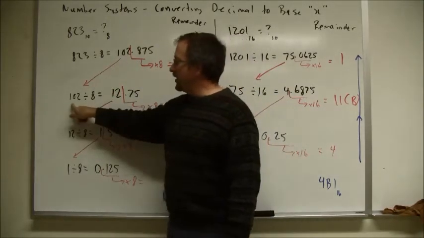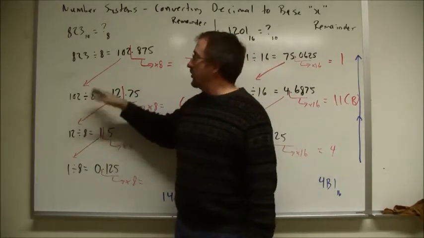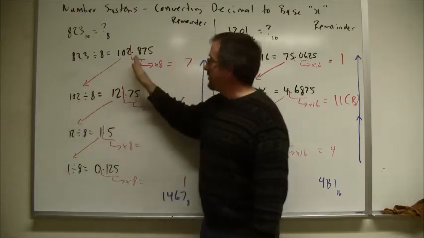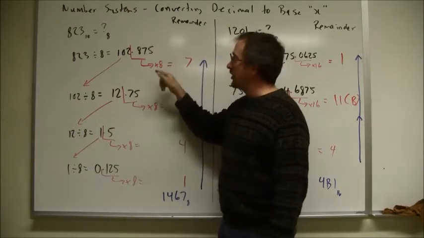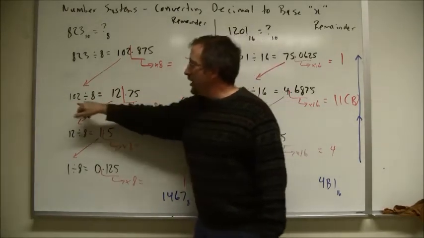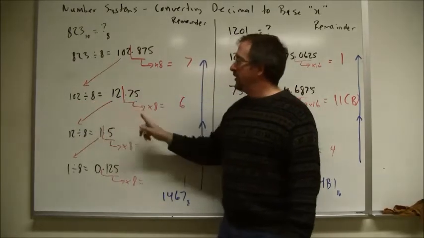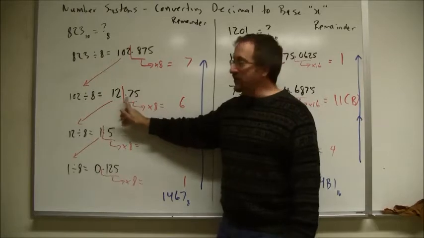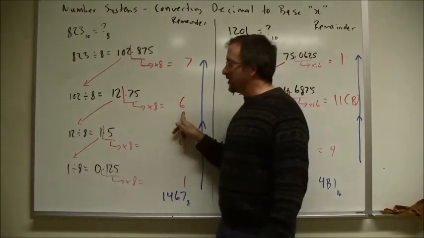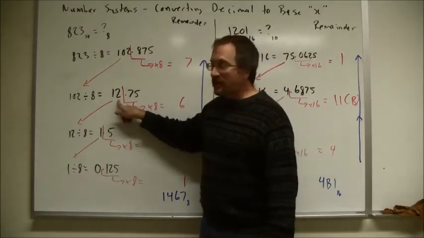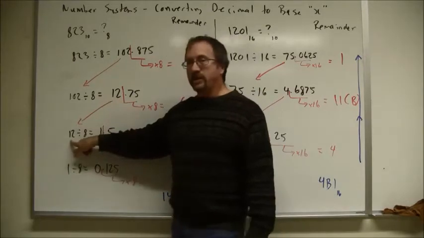We took the 102 down here, now we divide that by 8. So everything to the left of the decimal comes to the next step, everything to the right of the decimal, including the decimal, you multiply it by 8. So 102 now, we divide that again by 8, gives us 12.75. Take everything from the decimal over, 0.75, multiply by 8, that gives us 6. Take the number to the left of the decimal, bring it down here.